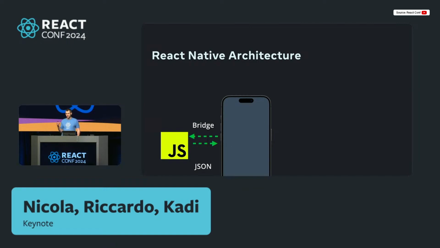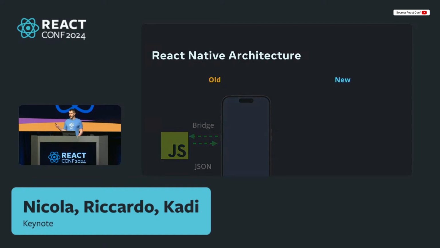But as you may guess, using JSON requires them to be serialized and deserialized. And this can take time and potentially block your UI. And of course, this is a bad thing. We don't want that. And to avoid this, we had to make React Native asynchronous. This is the old architecture.